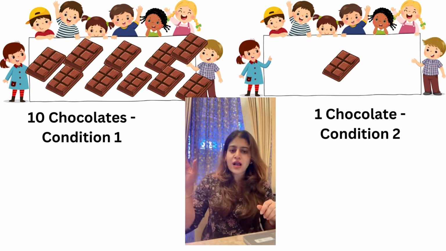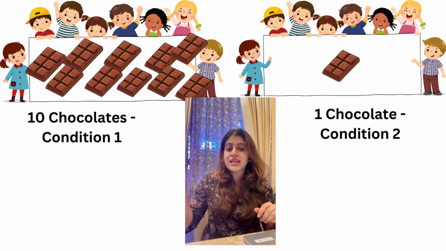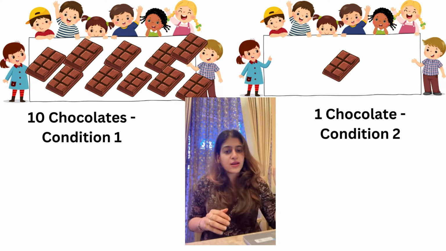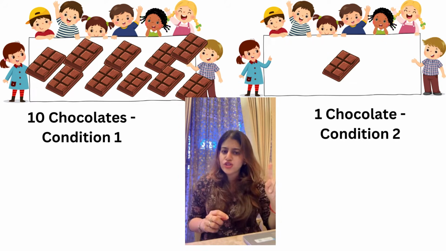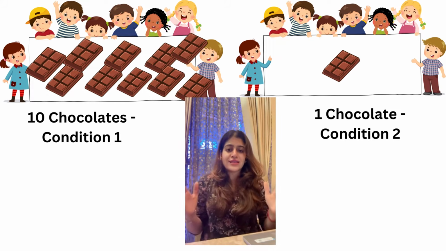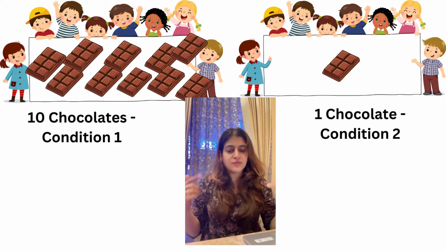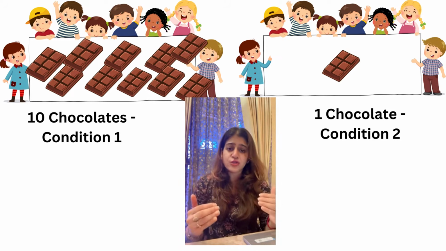I have one classroom with 10 kids, and I give them 10 chocolates to eat. On the other hand, I have a second classroom with again 10 children, and I give them just one chocolate to eat. After a while, I see how eating chocolates, that is the IV, has an impact on hyperactivity. Hyperactivity is the DV. So this is my intention to study.